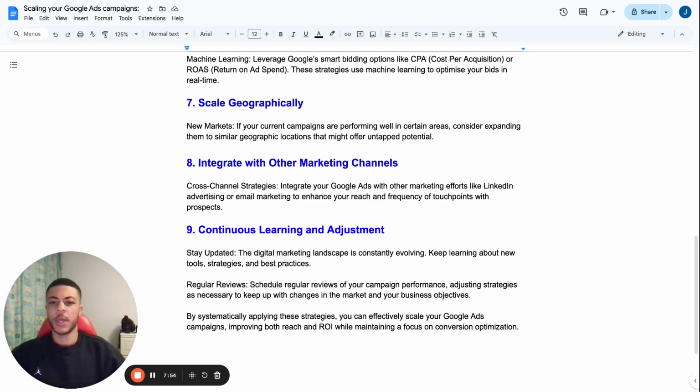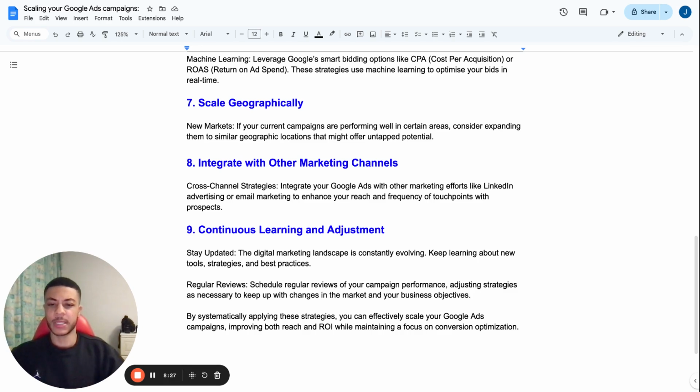So number 9, you want to use continuous learning and adjustment. This works not only in scaling your Google ads, but just in life in general. You want to be continuously learning and adjusting how you do things. Once you get new information, implement that, see if it works and see if it doesn't. So you want to stay updated. The digital marketing landscape is constantly evolving. Keep learning about new tools, strategies, and best practices. You want to schedule regular reviews for your campaign performance, adjusting strategies as necessary to keep up with changes in the market and your business objectives.